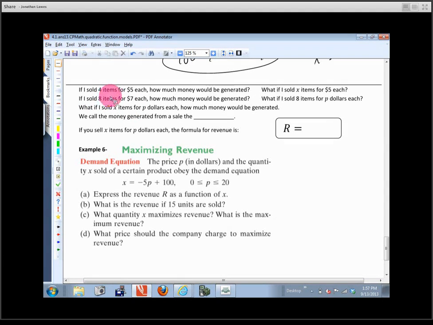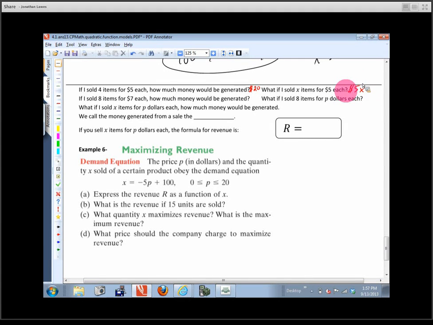If I sold 4 items for $5 each, how much would be generated? $20. What if I sold X items for $5 a piece? 5X. Okay, 5X dollars. If I multiply these two together, how many I sold times how much they cost, to get $20. How many I sold times how much they cost, I get 5X dollars.